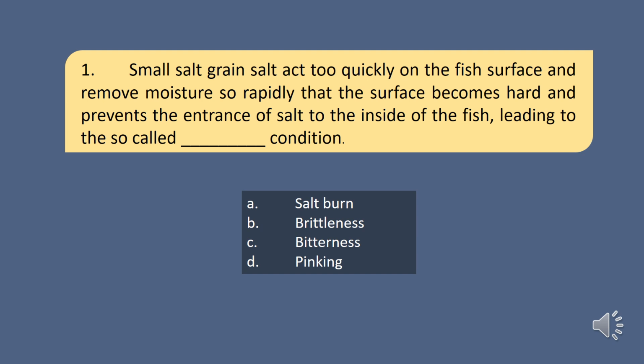1. Small grain salt acts too quickly on the fish surface and removes moisture so rapidly that the surface becomes hard and prevents the entrance of salt to the inside of the fish, leading to the so-called blank condition. A. Salt burn. B. Brittleness. C. Bitterness. D. Pinking.